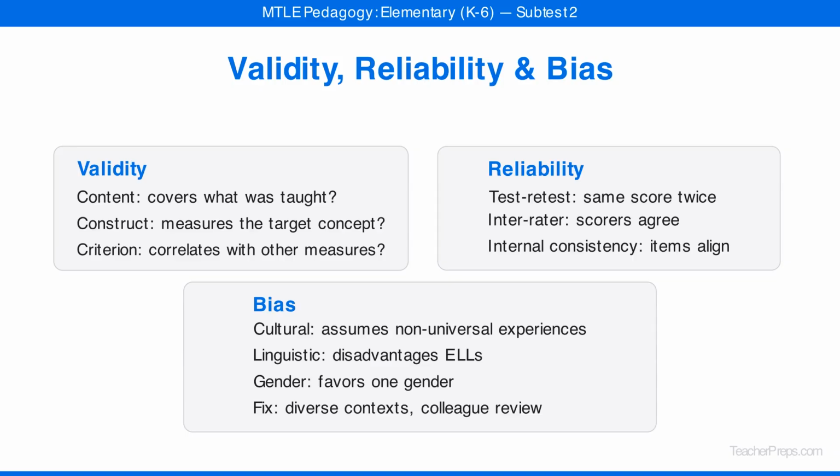Bias is systematic advantage or disadvantage for particular groups. Cultural bias occurs when test content assumes experiences that aren't universal across cultures. Linguistic bias disadvantages students who speak a different first language. Gender bias uses contexts or language that favor one gender. To reduce bias in teacher-made tests, use diverse contexts, avoid culturally specific references, and have a colleague review items.